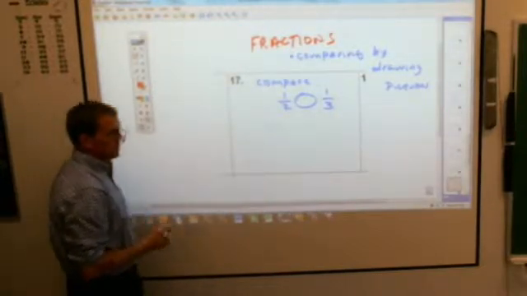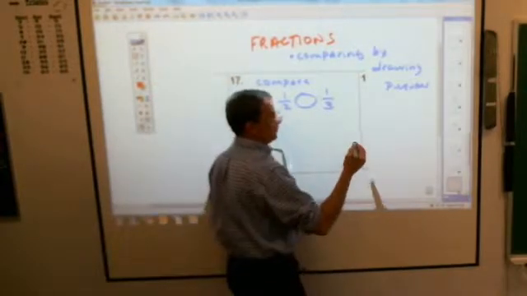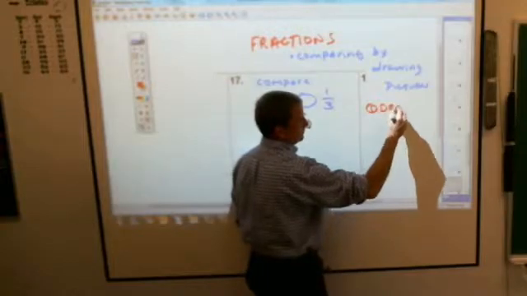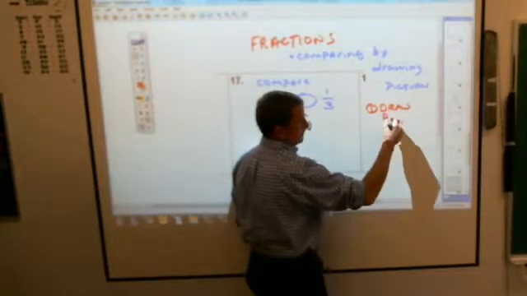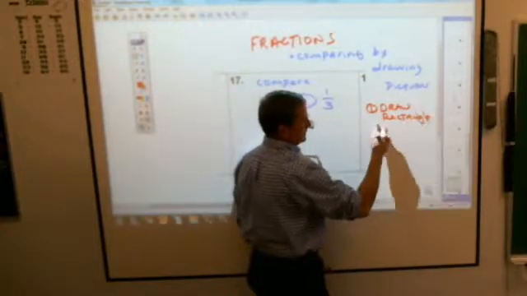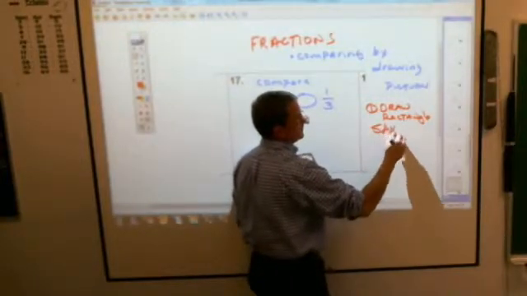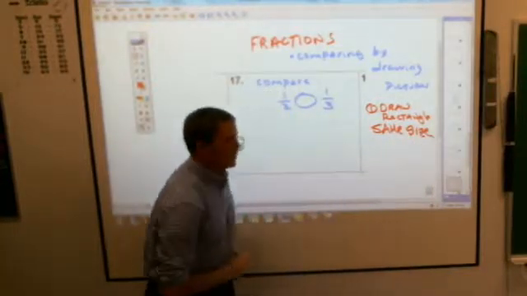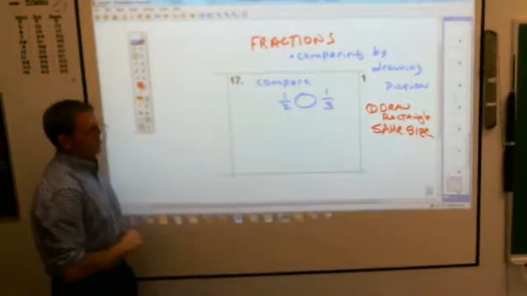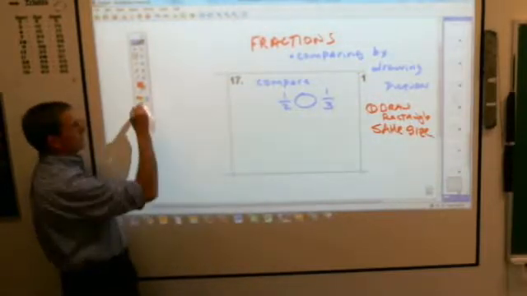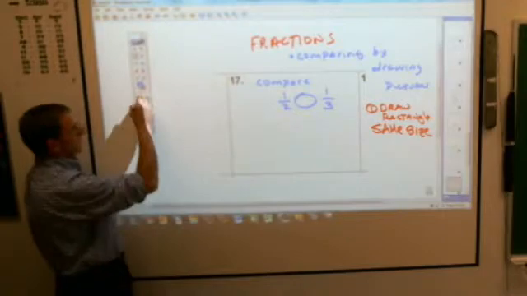Now here's the deal with this. You need to draw your rectangles. Here is the key: draw rectangles the same size. If you don't draw your rectangles the same size, you will get an error message from the book and it'll say you did this not correct. It just won't happen right.